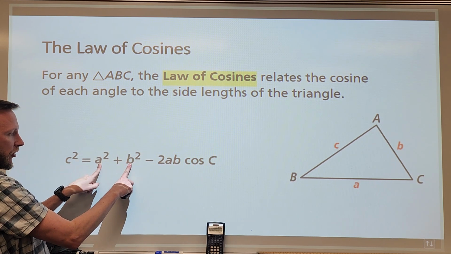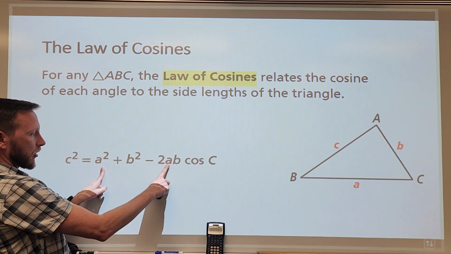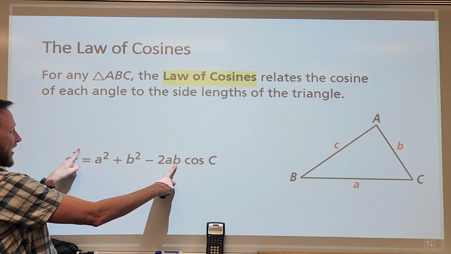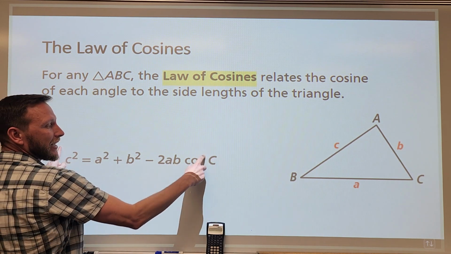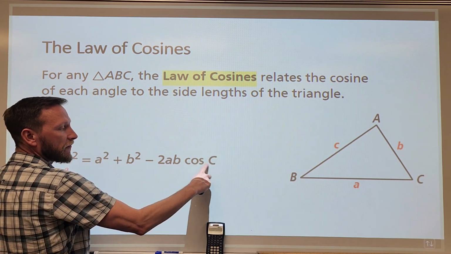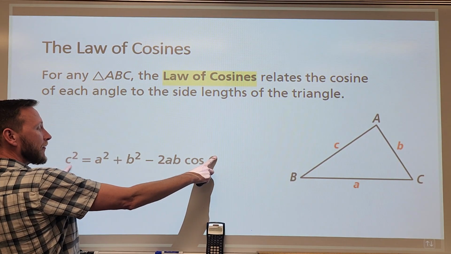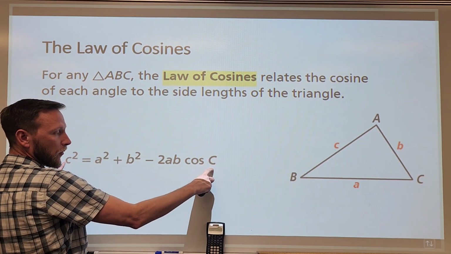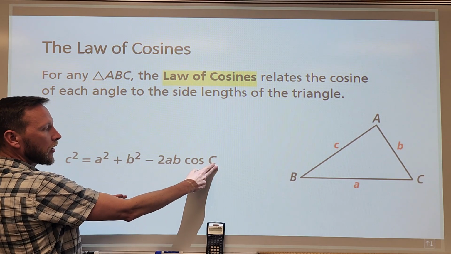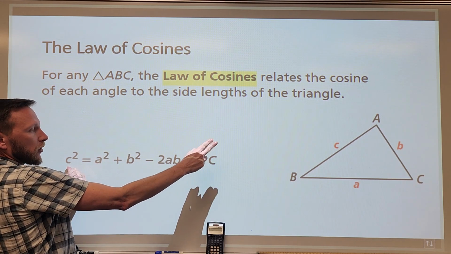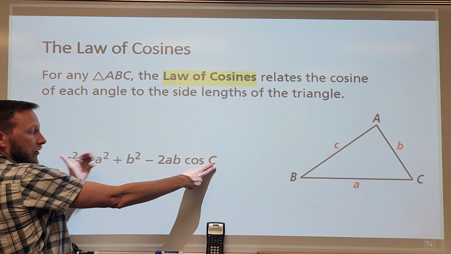So notice this, these are the same numbers, right? Here and here. This is A and this is B. This is the side opposite the angle that we know. So either we are finding this angle or we are finding this side. Or we have this side or we have that angle. So if we have the angle, then we're looking for the side. If we're looking for the angle, then we have to have this side and the others as well.